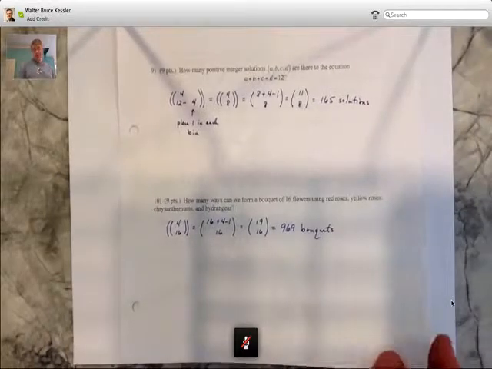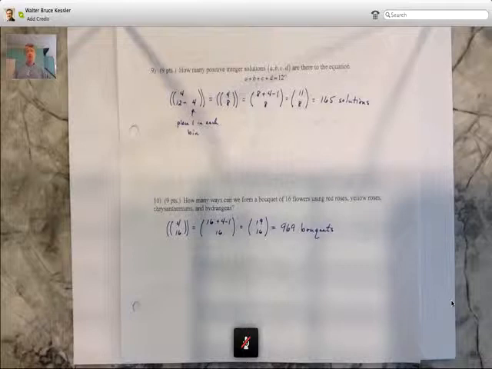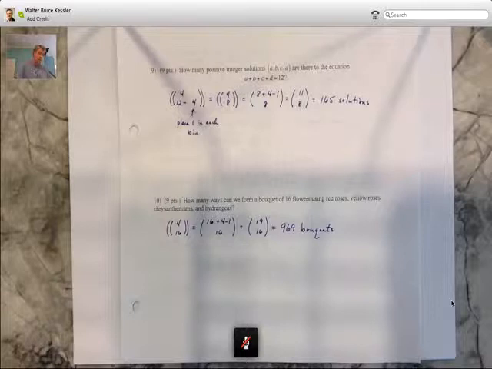And then 10 is a straightforward multi-set problem. It says, how many ways can we form a bouquet of 16 flowers using red roses, yellow roses, chrysanthemums, and hydrangeas? So 4 types. We want our bouquet to have 16 flowers in it. There's no order to the flowers whatsoever, but there is repetition, unlimited repetition up to 16 of each of these different types.